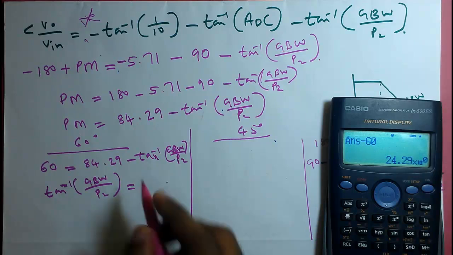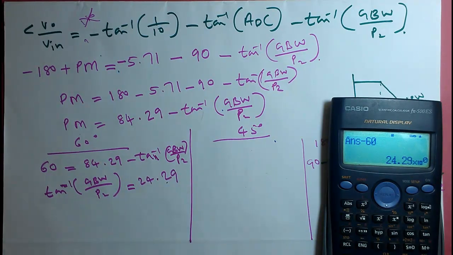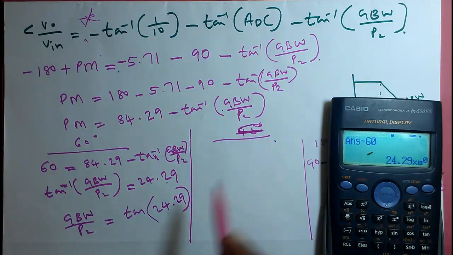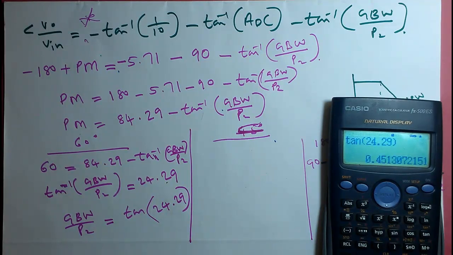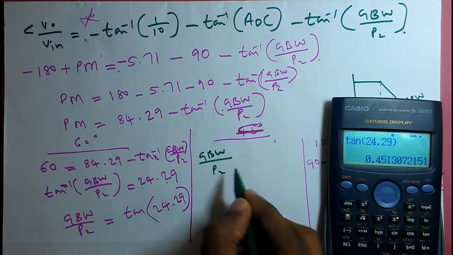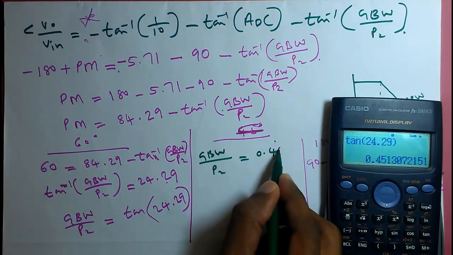It is 24.29. If you are taking the tan on both sides, then gain bandwidth by P2 equals tan of 24.29. So this part we will do later. So we can write tan of 24.29 is 0.4513. So gain bandwidth divided by P2 equals 0.4513.